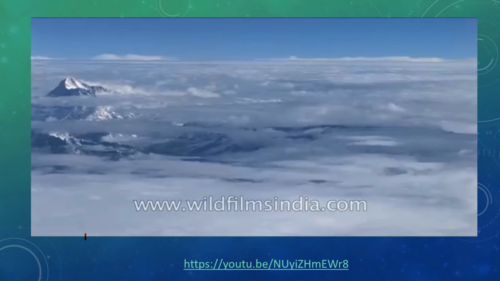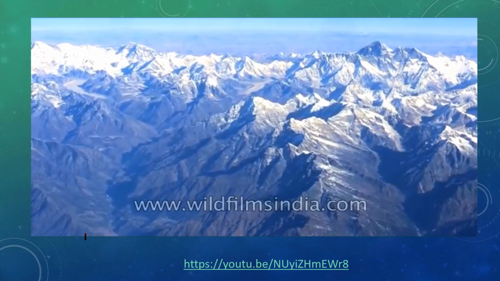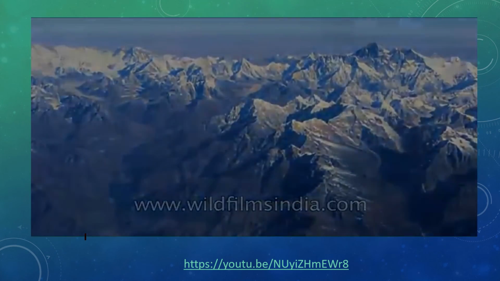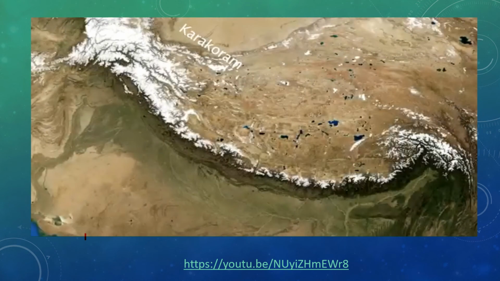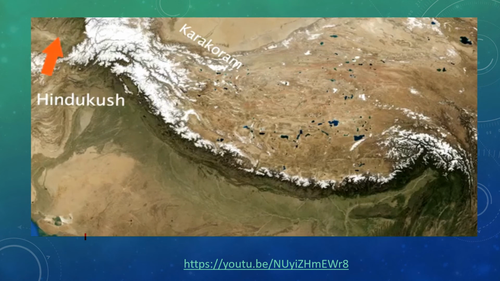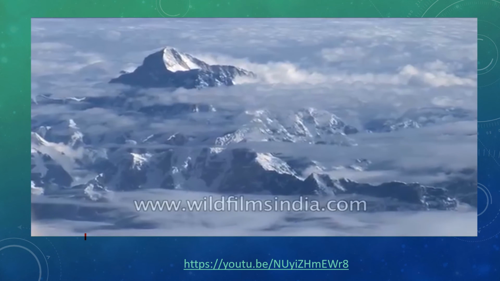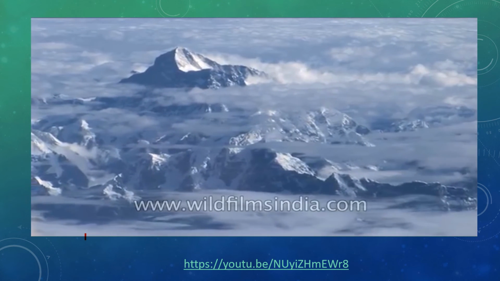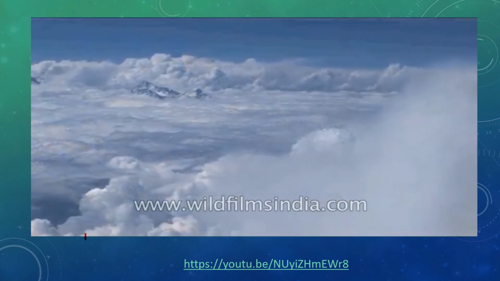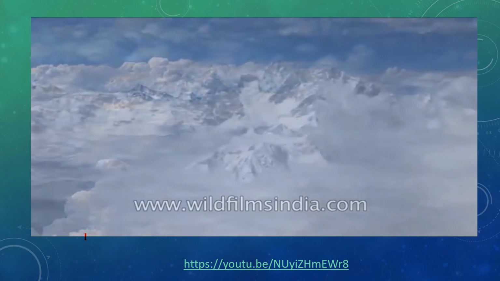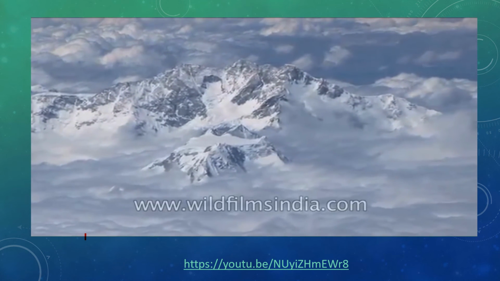This is our country, India. There is a continuous chain of mountain ranges in the northern part of the country. These mountains are known as the Himalayan range. The Himalayan range is bordered by the Karakoram and Hindu Kush ranges in the northwest. The Himalayan range is bordered by the Tibetan Plateau in the north and the Indo-Gangetic Plain in the south. Himalaya is a Sanskrit word. Hima means snow and Alaya means abode. Together, Himalaya means the abode of snow.